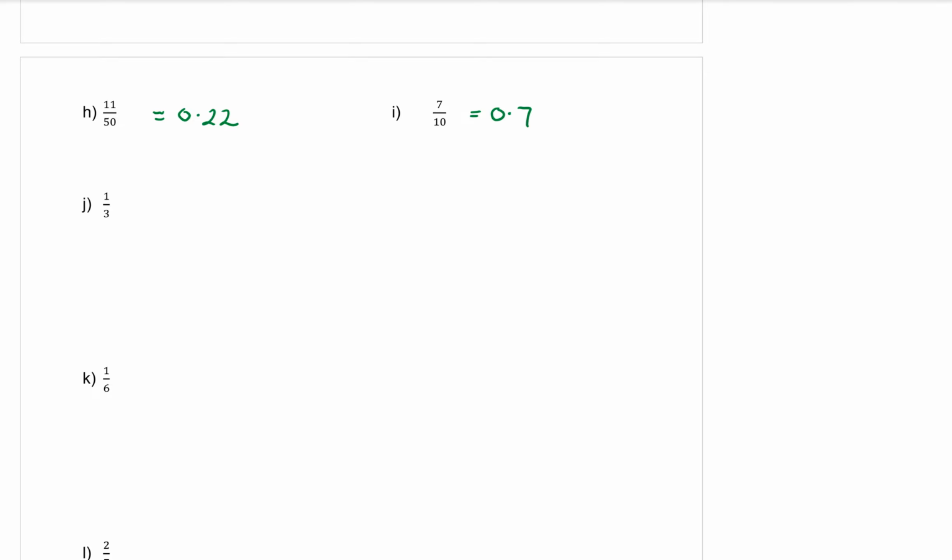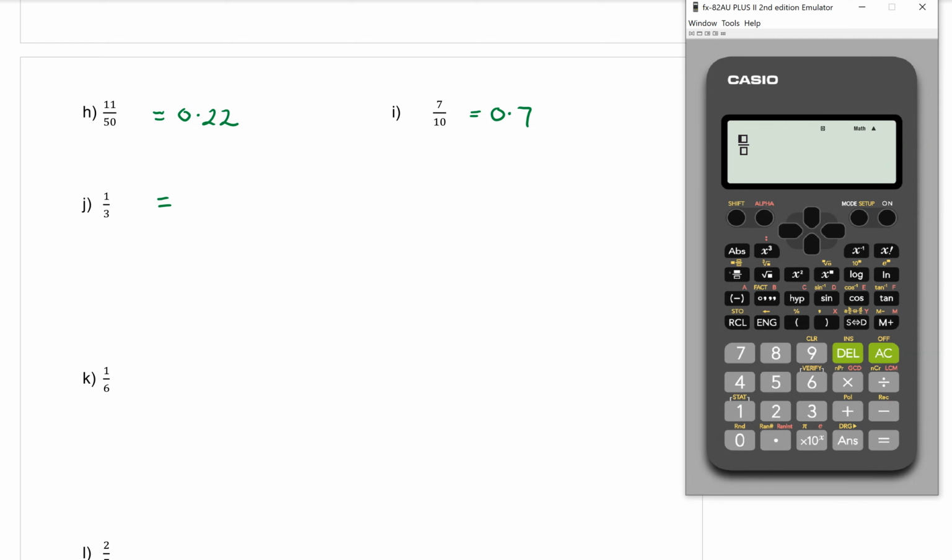Now, this is going to be especially important for J, K, and L, because these ones don't go nicely. You're not going to be able to times 3 by anything nice and get that to turn into 10, are you? 3 times doesn't work. So these ones are going to be your recurring decimals, so we really need our calculator for this. We're going to type in 1 over 3 equals, press that SD button, and there's that recurring decimal, 0.33333.